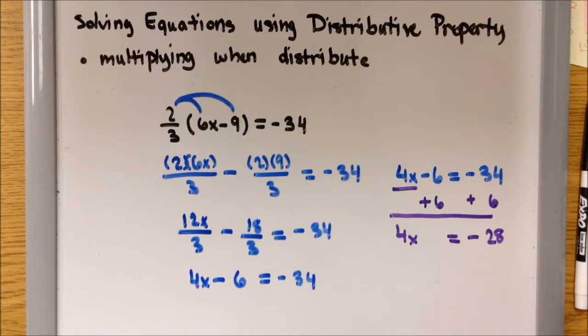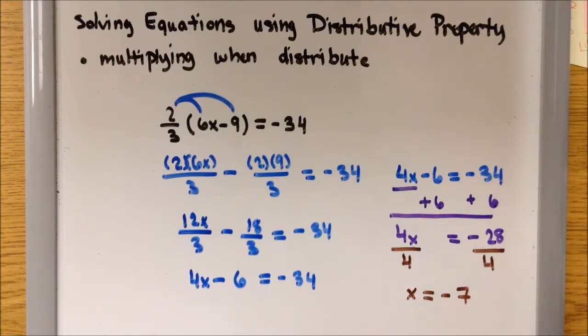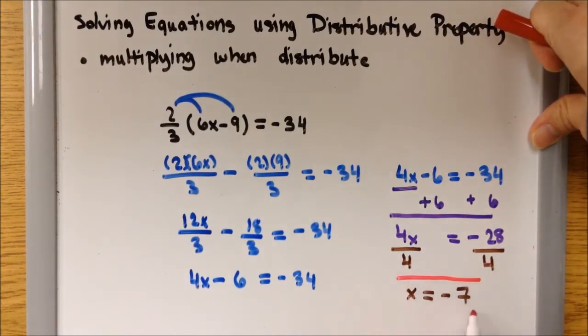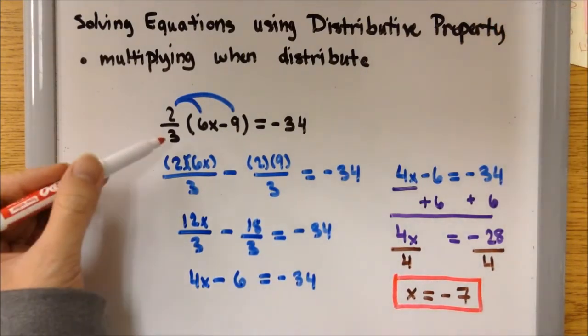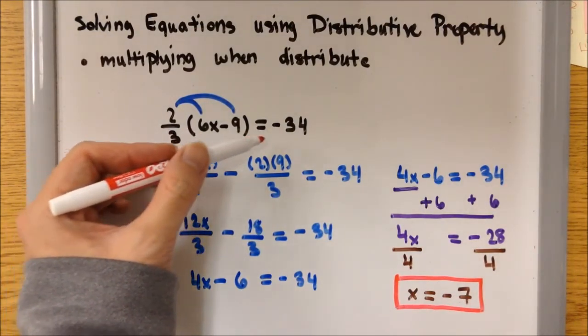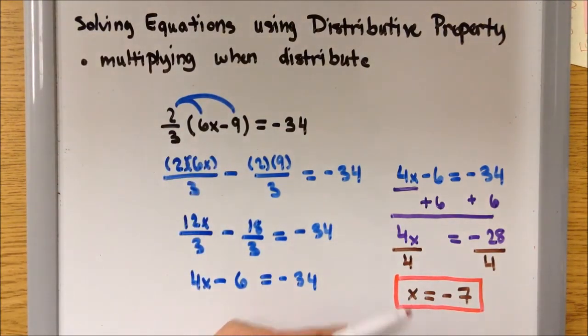Now we're almost finished getting the x by itself. Since we have a 4 in front of it, it's multiplying. The opposite of multiplying by 4, we're going to divide by 4. I did it on the left, I did it on the right. So x equals negative 28 divided by 4, which is a whole number, negative 7. So that would be our final answer. So for the example, 2/3 of 6x minus 9 equals negative 34, our final answer is x equals negative 7.